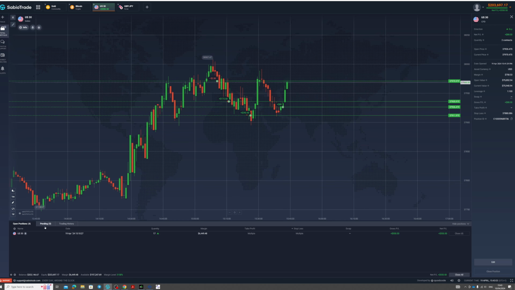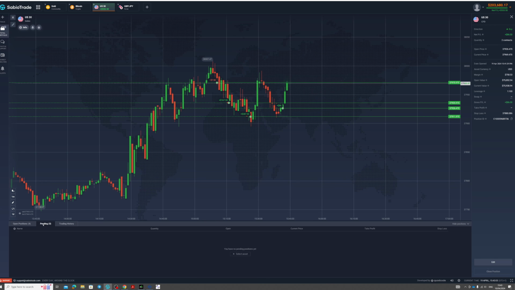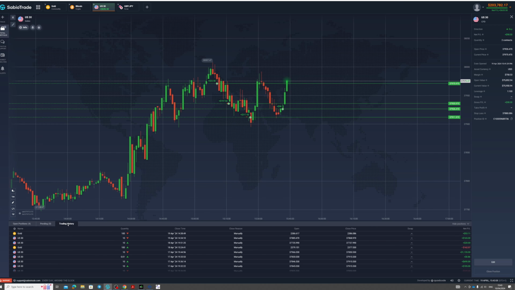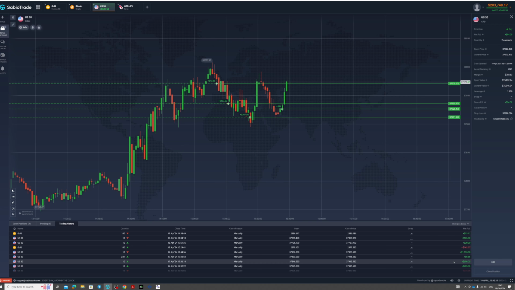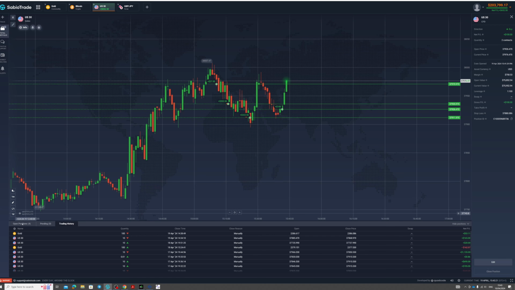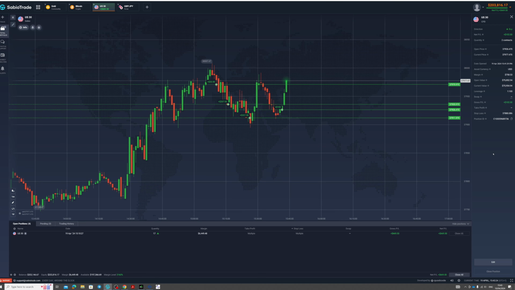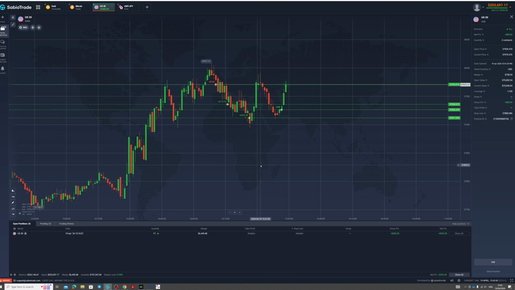So there are pending orders, trading history, so you can see some trades here. You can see them at 51, 600, 700. So those are my previous trades. That's how I made these profits here. So now I'm 700, 600 above, and hoping to shoot much higher than that.